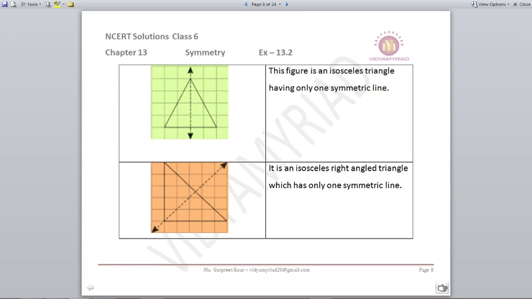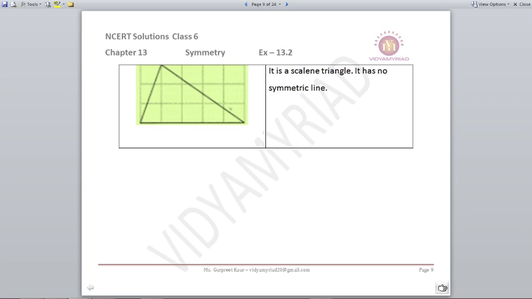In the second, this figure is also looking like an isosceles triangle, and then again I can draw one symmetrical line from the center. Third is also an isosceles triangle, so I can draw one from the vertex as a symmetrical line. Next, in the shape, all the sides are different. It's a scalene triangle, so we cannot draw any symmetrical line over here.